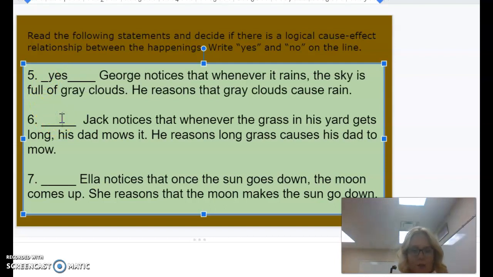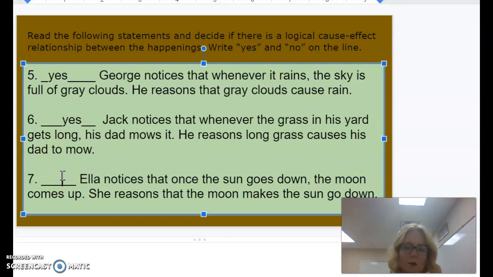Number 6, Jack notices that whenever the grass in his yard gets long, his dad mows it. He reasons long grass causes his dad to mow the grass. Is this a reasonable logical cause and effect? Yes, I would say so.